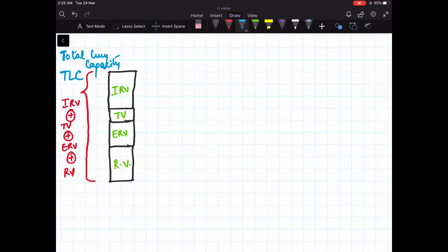So, can you inspire tidal volume? Yes. And above tidal volume, can you inspire inspiratory reserve volume? Yes. So, the total amount of volume you inspire during deep inspiration is what? It is your inspiratory reserve volume plus your tidal volume. And this is known as inspiratory capacity. What is inspiratory capacity? Inspiratory reserve volume plus tidal volume. That is what this is, inspiratory capacity.